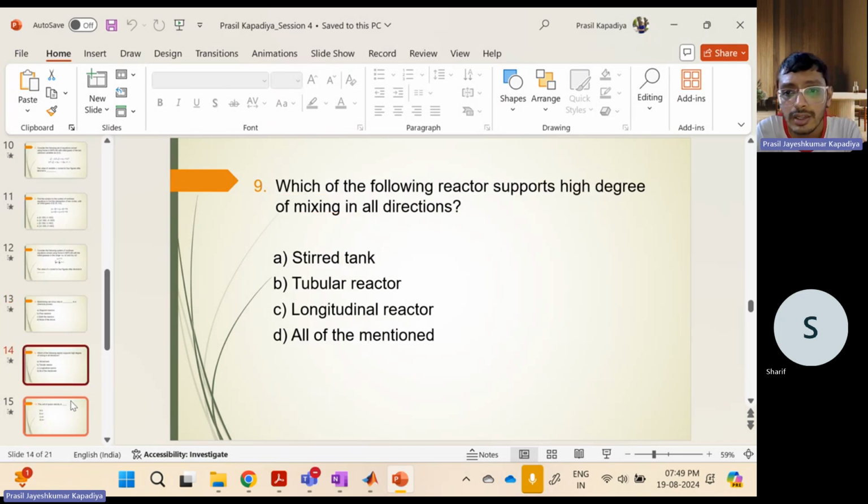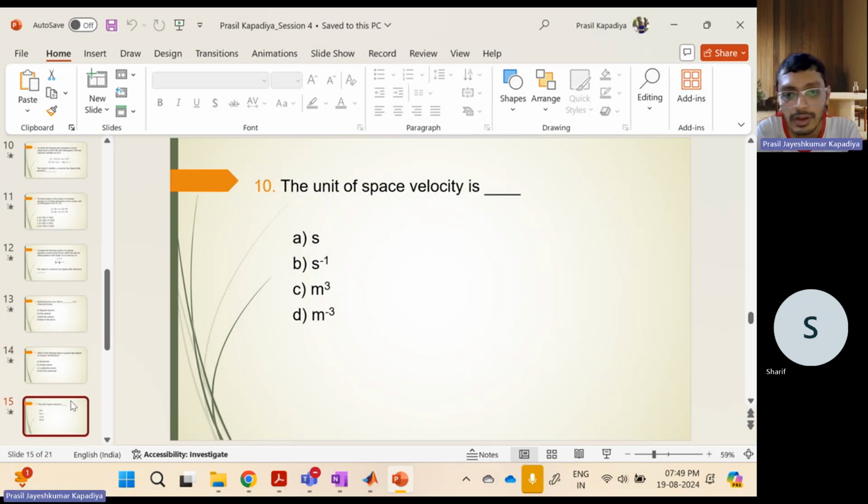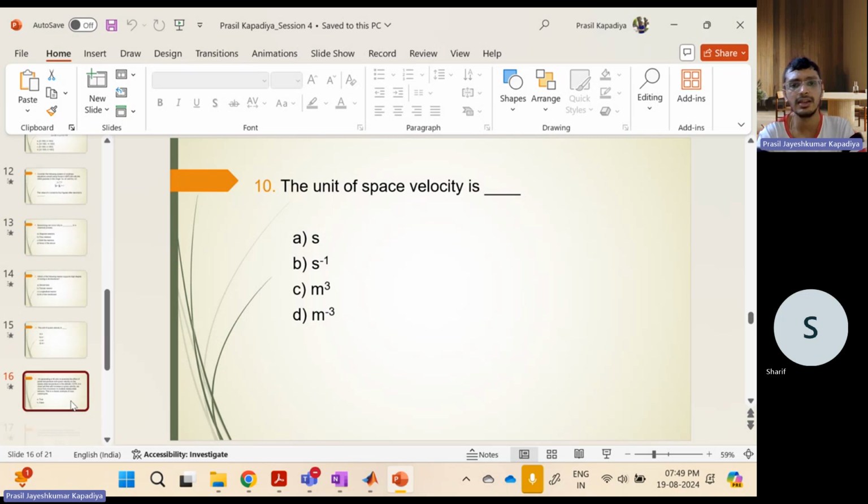Which of the following reactors supports a high degree of mixing in all directions? It's not going to happen in longitudinal, because there will be only longitudinal mixing. So it will be the stirred reactor, because it is continuously stirred, and because of stirring there will be a high degree of mixing in all directions. The unit of space velocity, the inverse of the time required to process one reactor volume, is second inverse.